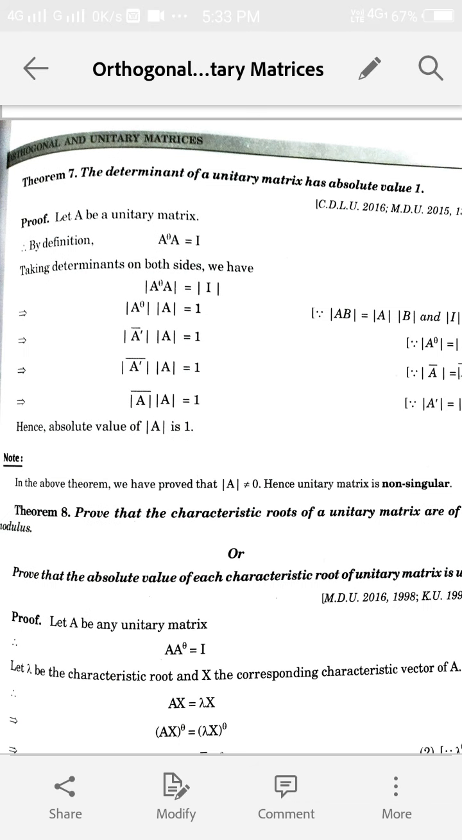What does it say? The determinant of a unitary matrix has absolute value 1. That is, we are to prove that the determinant of A will be plus minus 1. Absolute value means plus minus 1. Let A be a unitary matrix. So by definition we can write A theta into A equal to identity.